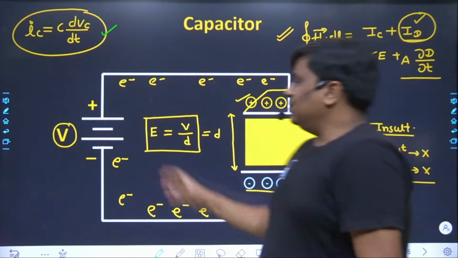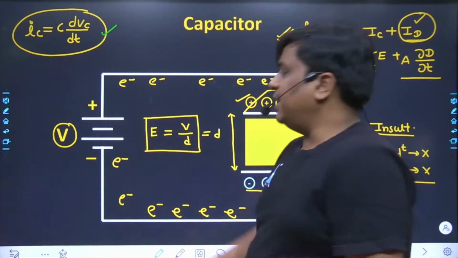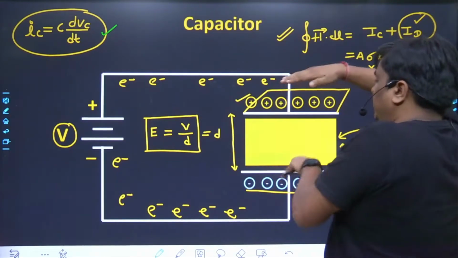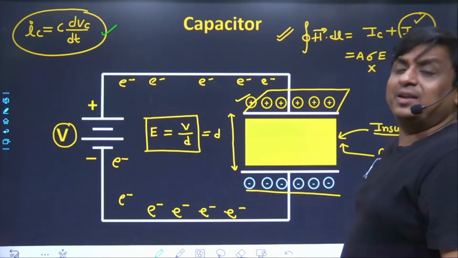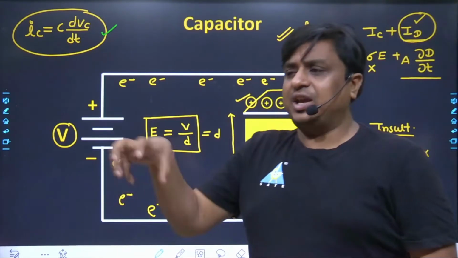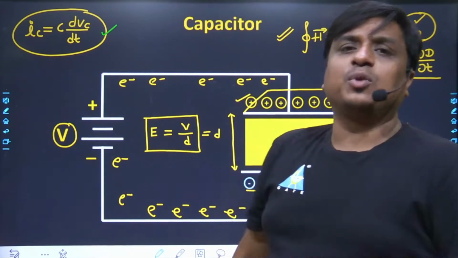Now, the external voltage V is applied, and as the external voltage is applied, what will happen at the very start? The upper plate and lower plate are electrically neutral. What does that mean? That means in each atom, the number of electrons and the number of protons were the same.